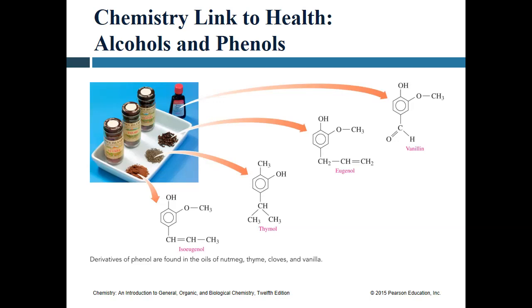The reason why is that those fragrances usually have these benzene rings in them somewhere. And so if we're looking at these, we've got isoeugenol, which is found here in nutmeg. We've got thymol, which is found in thyme. We've got eugenol, which is found in clove. And then we've got vanillin, which is found in vanilla pods and vanilla beans, which you shake up with alcohol, and that becomes vanilla extract.